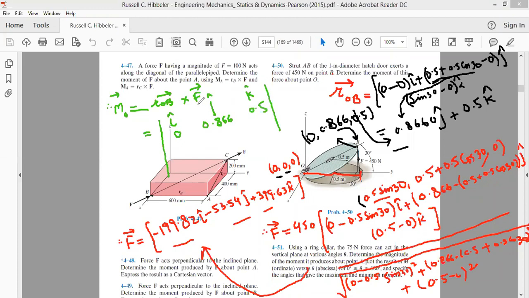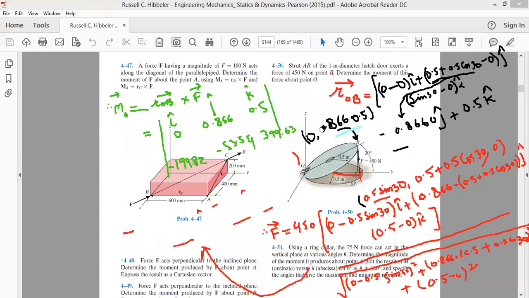Now let's write X, Y, and Z components of force F. X component is minus 199.82. Then Y component is minus 53.54. And as far as the Z component is concerned, that is 399.63. Okay, so this is how we write it. So this is the moment.